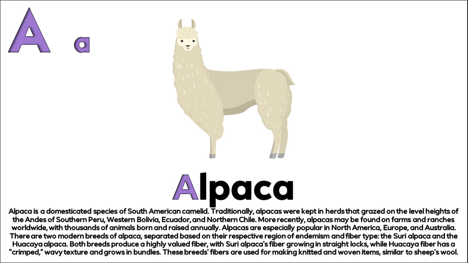There are two modern breeds of alpaca, separated based on their respective region of endemism and fiber type, the Suri alpaca and the Huacaya alpaca. Both breeds produce a highly valued fiber, with Suri alpaca's fiber growing in straight locks, while Huacaya fiber has a crimped, wavy texture and grows in bundles. These breeds' fibers are used for making knitted and woven items, similar to sheep's wool.